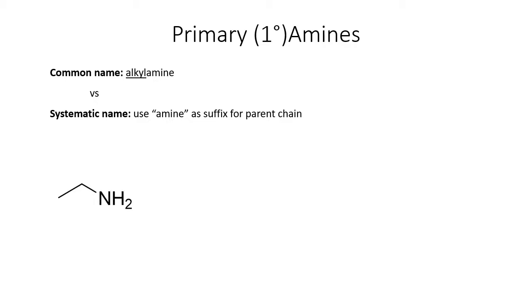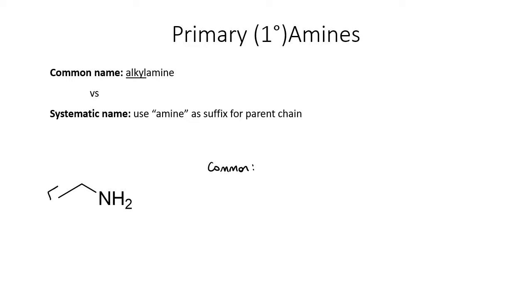A primary amine is when you have an amine that is attached to one R group, so that's what makes it a primary. Now there's two types of names we can have for amines. There's the common names, and with common names you name the R group as an alkyl group followed by the word amine. For the systematic name or the IUPAC name, we use amine as a suffix for the parent chain, so that's more similar to the rules that we learned for naming other functional groups. So we'll go ahead and start with the common name.